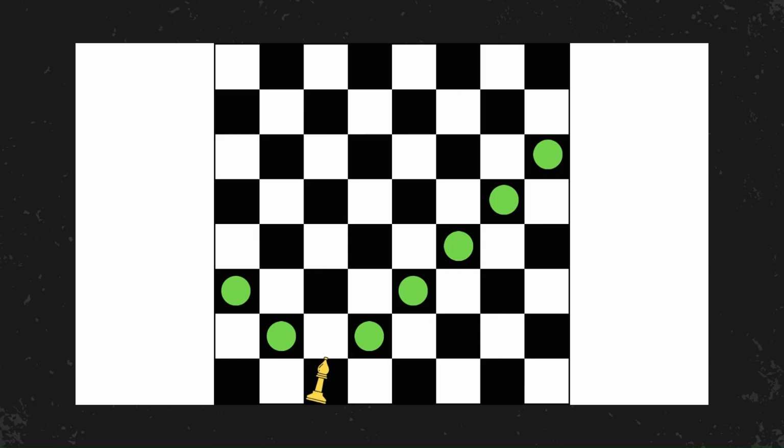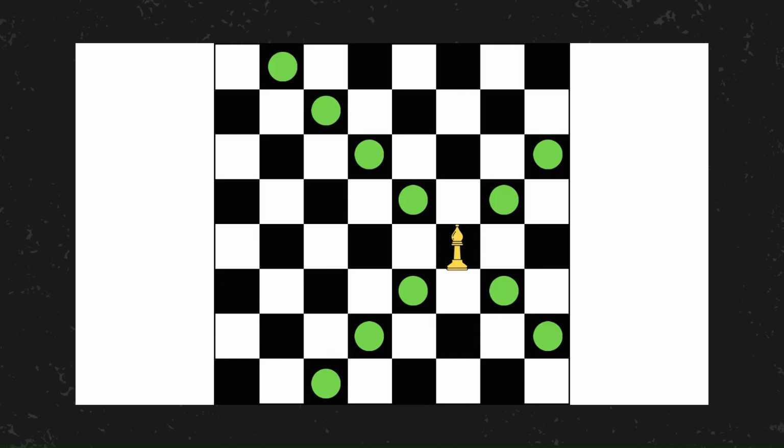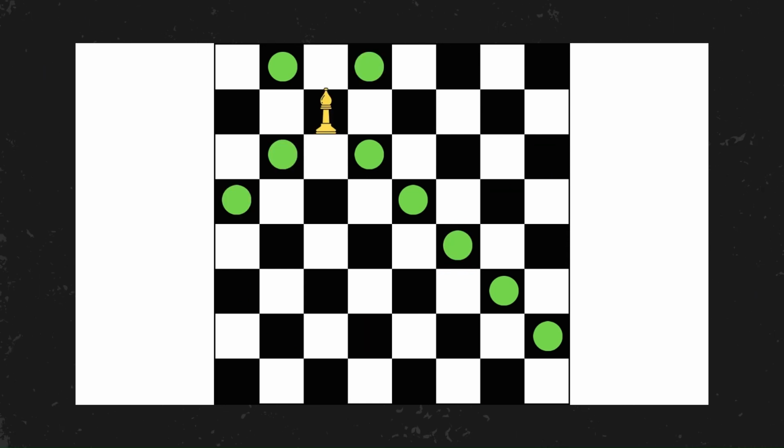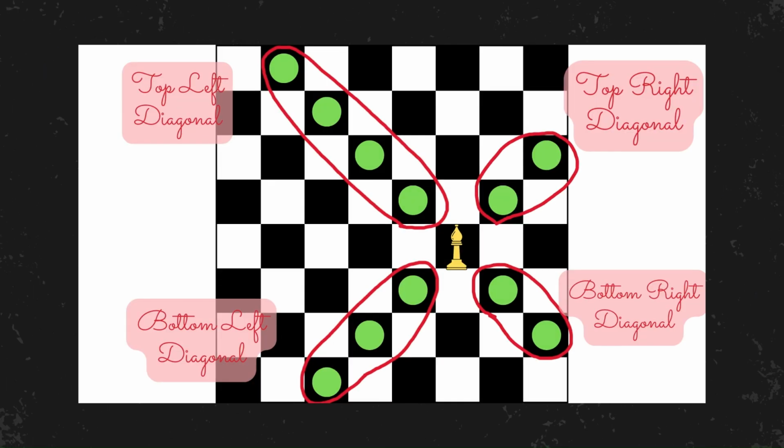Bishop moves diagonally on the chessboard. It can move forward and backward diagonally and side to side diagonally also. So, to code the bishop moves, I divided its move into 4 parts.